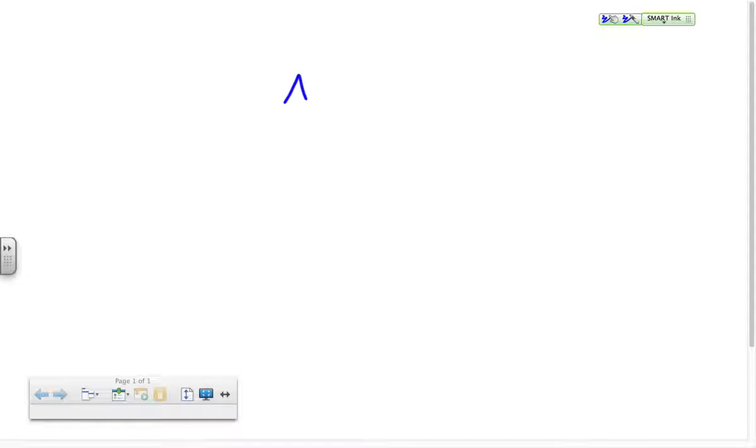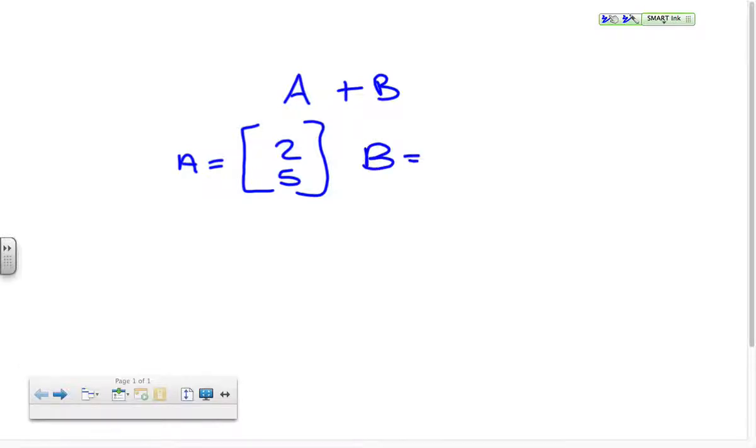So let's say we have 2 matrices, A plus B, and on these matrices we have A equals 2, 5, and B equals 3, 0. I want to know if A plus B is defined. Can we add A and B together? I'm not asking you to actually do the work, I'm asking you, can you do it? Now, we know that we can only add matrices together if they are the exact same dimensions. A is a 2 by 1, B is a 2 by 1, so the answer is yes, it is defined.